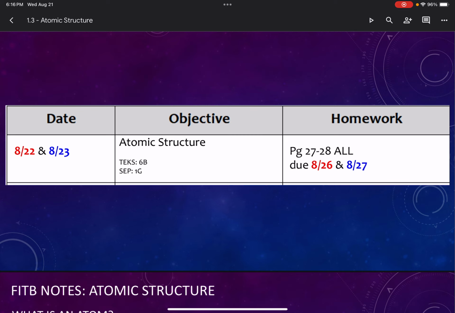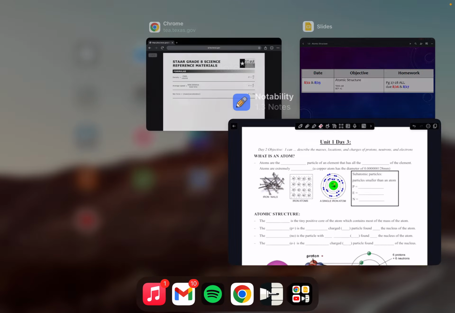Here's our objective for today. Pause the video if you need to. Our homework for tonight is page 27 and 28. Is that correct? I think it's actually... Yeah, 27 and 28. Second guessing myself. Okay, so that's your homework for tonight. We're going to go do today's notes.